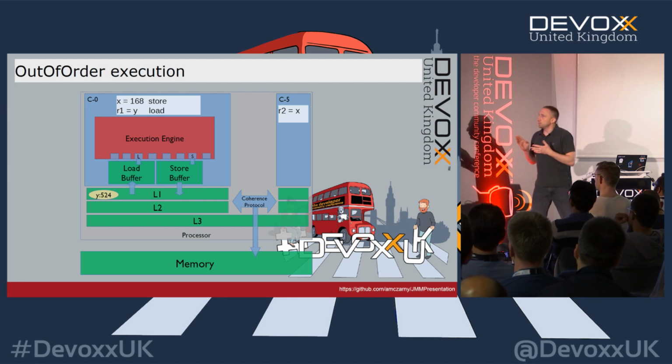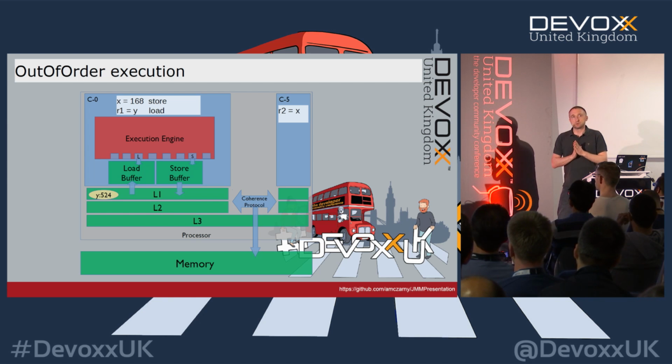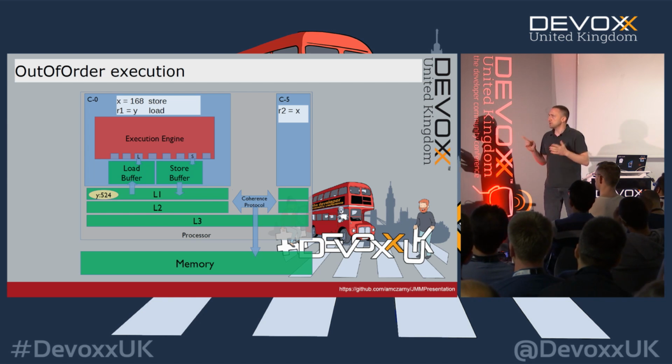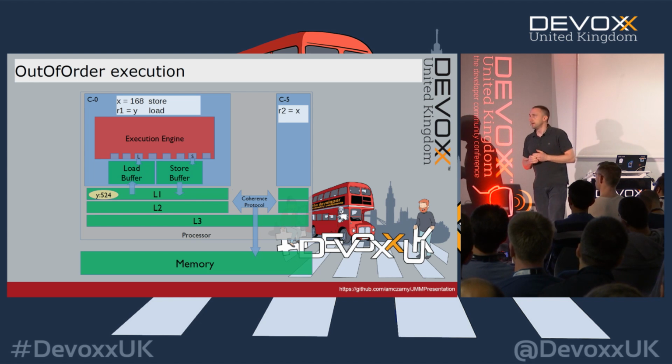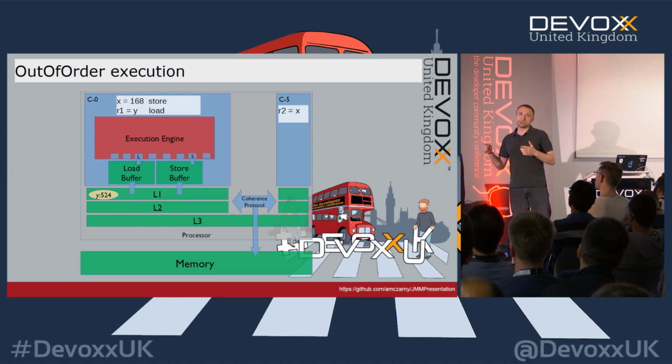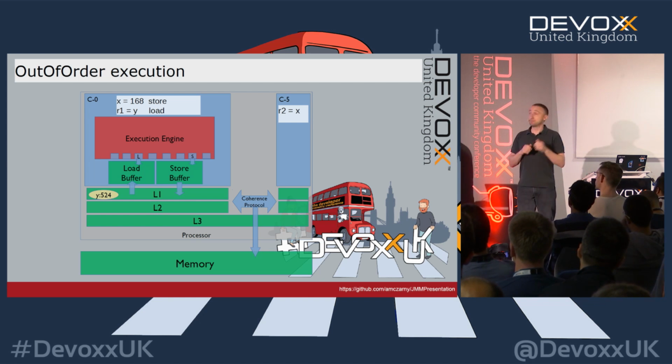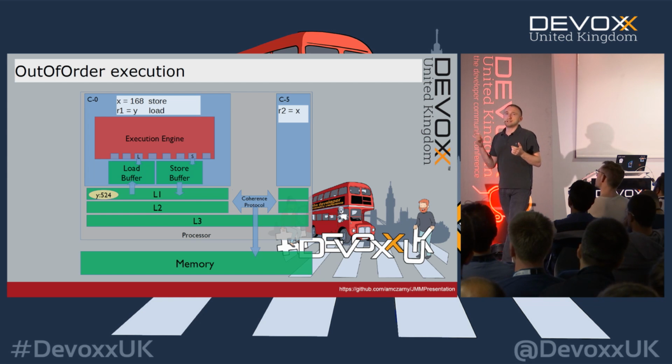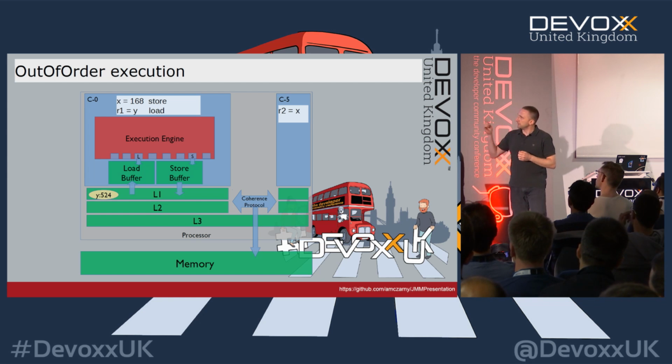But also, we will have something called store and load buffers. And I should probably explain what stores and loads are. Store is quite simple because it's like writing to memory. So x equals 168, that's a store, because we are storing 168 somewhere in memory. And load is just getting a value from memory. So if you get y and you want to multiply it by something, that's a load.